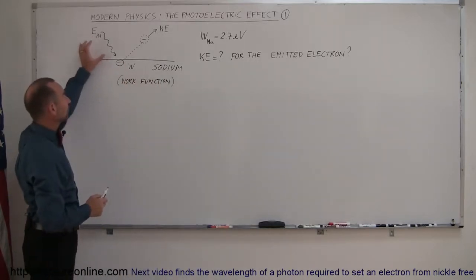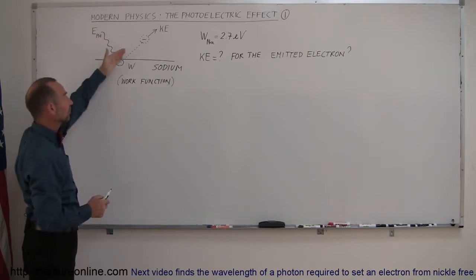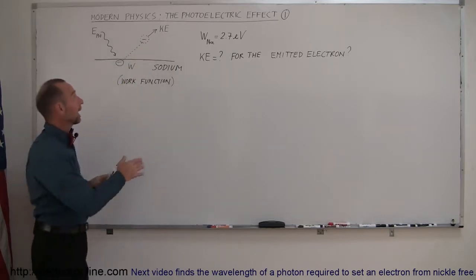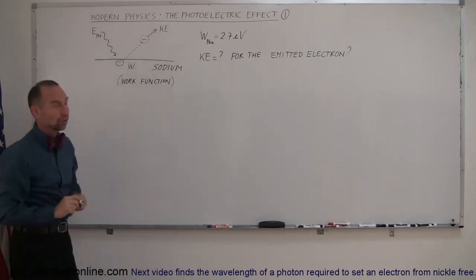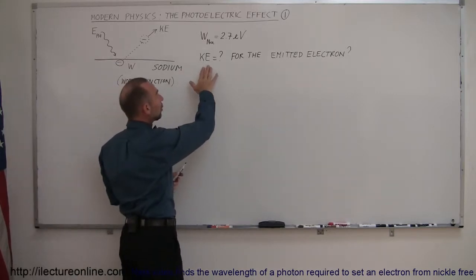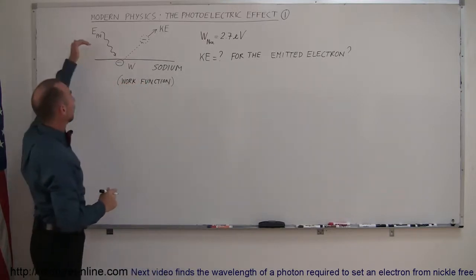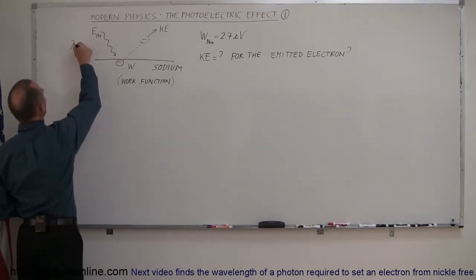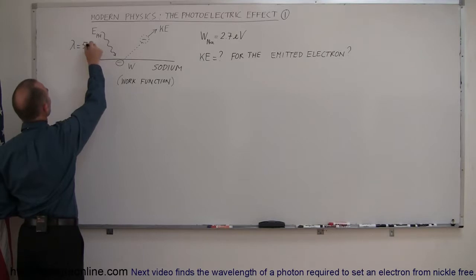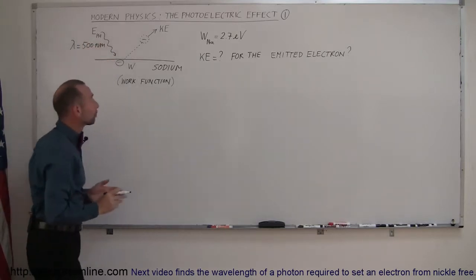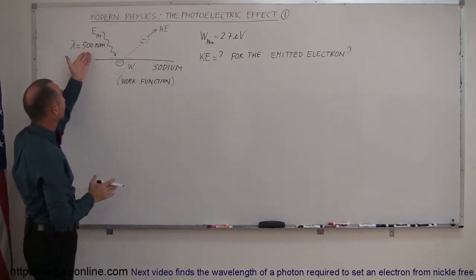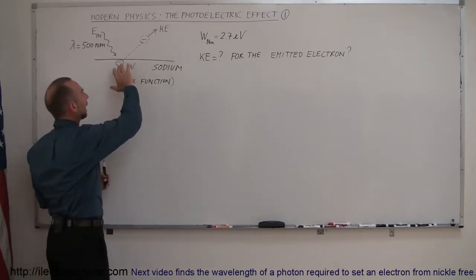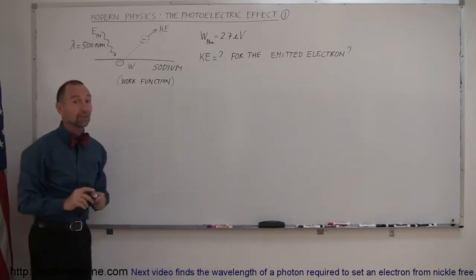If the incoming photon has enough energy to make the electron jump free, the electron will use whatever leftover it has to then gain kinetic energy. So the question then is, how much kinetic energy will the electron have when a photon comes in? Now let's say we have a photon coming in with a wavelength lambda equal to 500 nanometers. Will that first of all have enough energy to make the electron escape the sodium metal? And is there any left over for the electron to have some kinetic energy?